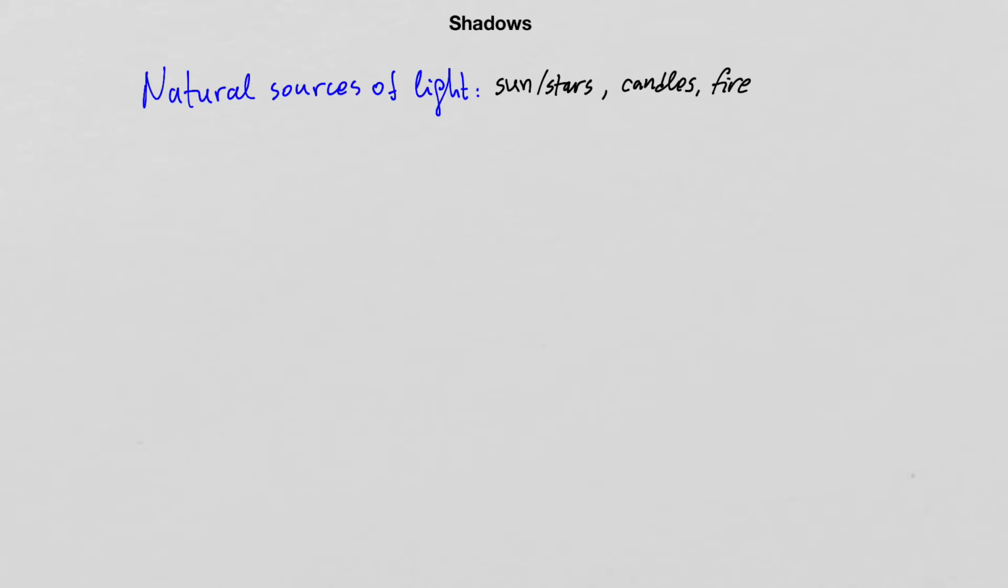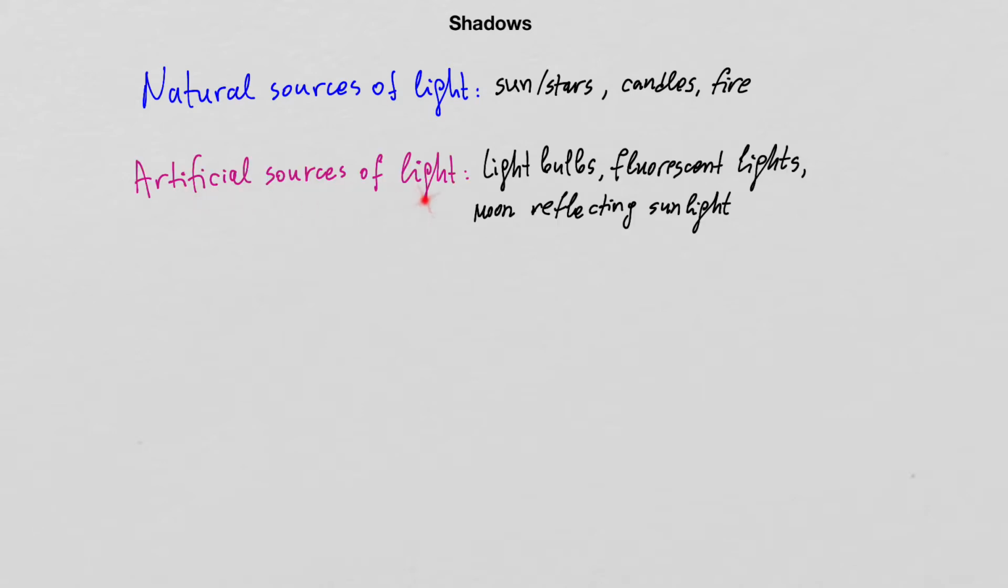There are two types of light sources in existence. We have natural sources of light, and we also have artificial sources of light. Natural sources of light are the sun and stars, candles, fire, or any object that can be made to burn with flame by being heated above a certain temperature. And artificial sources of light can be light bulbs, fluorescent lights, or the moon, which reflects sunlight.